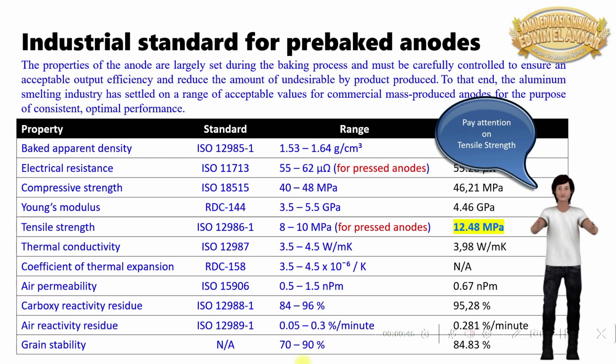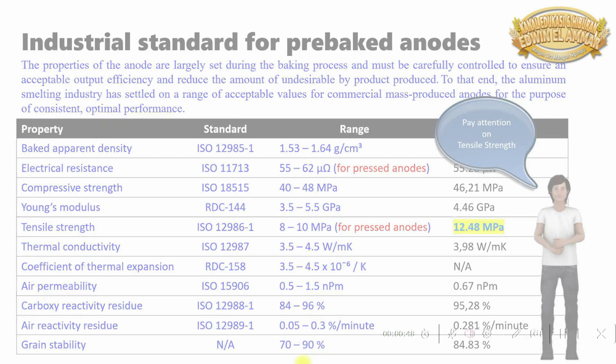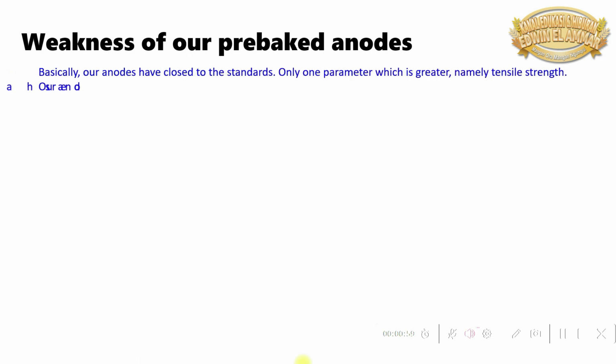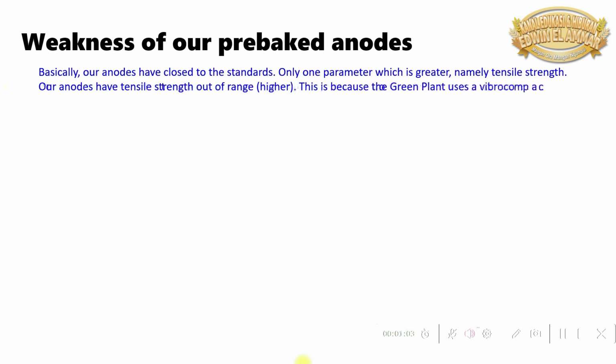High attention on tensile strength. Weakness of our pre-baked anodes. Basically, our anodes have close to the standards. Only one parameter is greater, namely tensile strength. Our anodes have tensile strength out of range, higher. This is because the green plant uses a vibrocompactor to mold green blocks, not a pressed compactor.